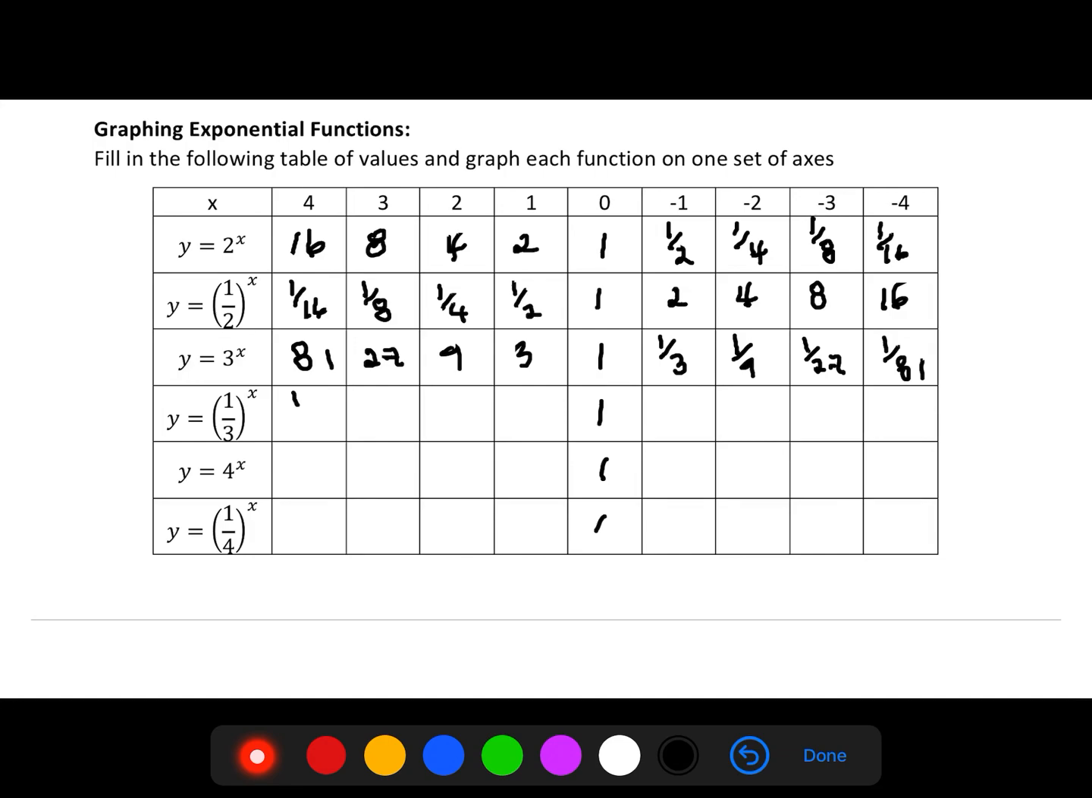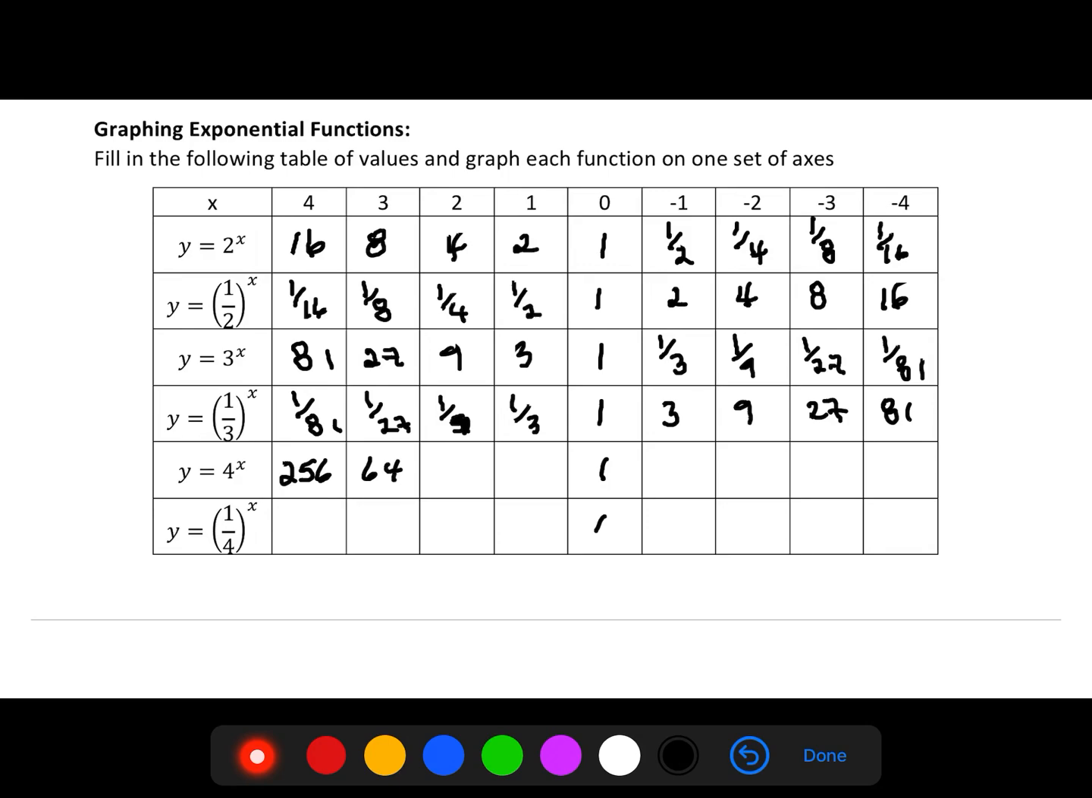Now 1/3. So we're going to have 1/3 to the power of 4 gives us 1 over 81, 1 over 27, 1 over 9, 1/3, and negative means it's going to flip. So we're going to have 1/3 to the -1 flips to 3 over 1 to the 1, then 9, 27, and 81. If we have 4 to the power of 4, that means we're going to get 256.